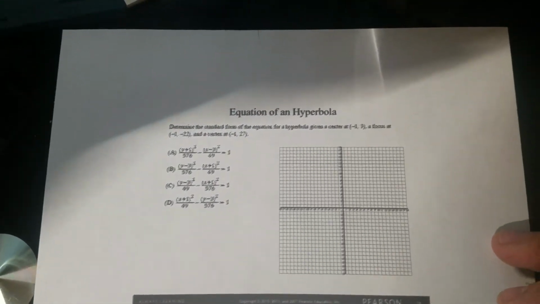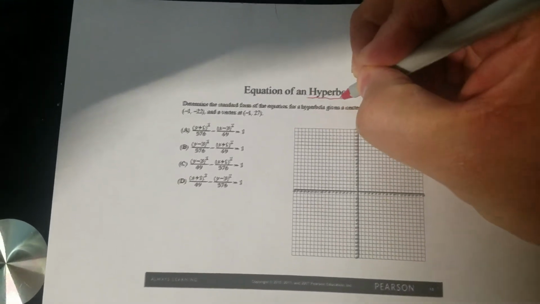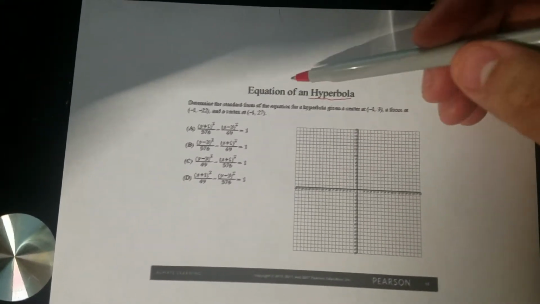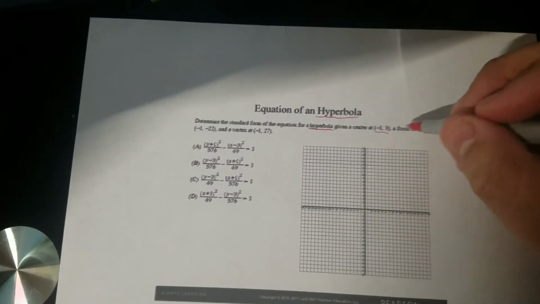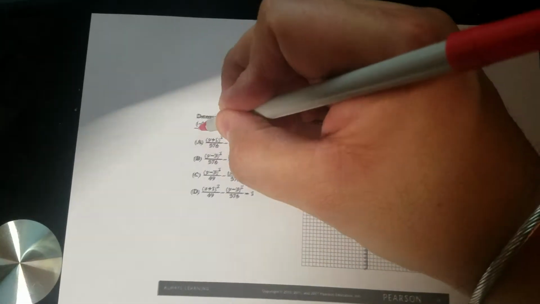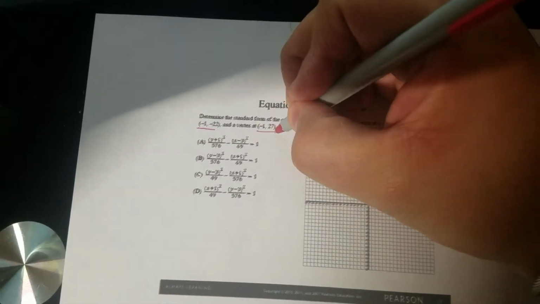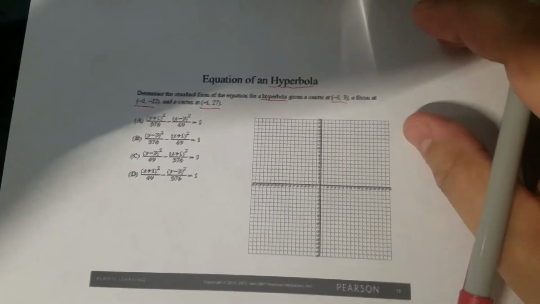Moving on over here. Okay, guys, now I'm doing a hyperbola. They straight up tell us to determine the standard equation for the hyperbola. So they tell us it's a hyperbola. Center is at negative 1, 3. And the focus is at negative 1, negative 22, and a vertex at negative 1, negative 27. Okay, so this one's going to go a little bit off the paper, and that's okay.